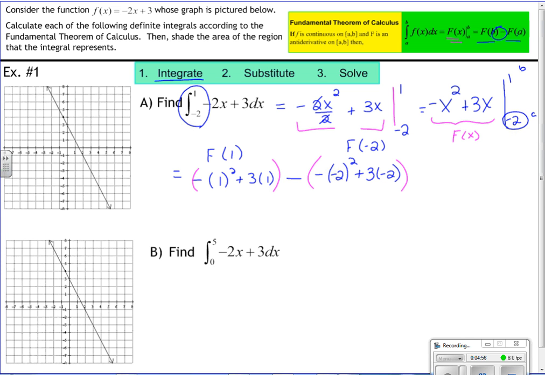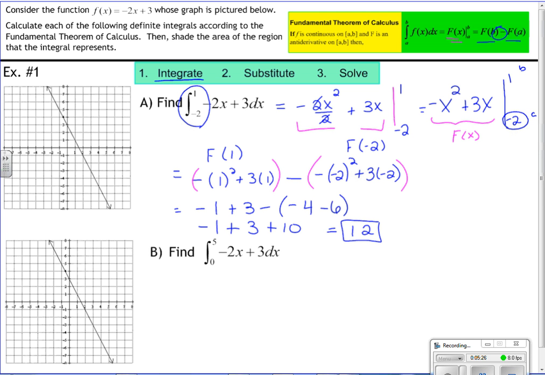Do not try to do too much in your head. That is when errors happen. So -1 plus 3 minus, I'm going to take a moment and just work inside my parentheses, then give me a -4 minus 6. That looks like -10, but a negative outside makes that +10, so I've got -1 plus 3 plus 10. That gives me 13 minus 1. Looks like we're coming in with 12. The area under the curve should be 12.